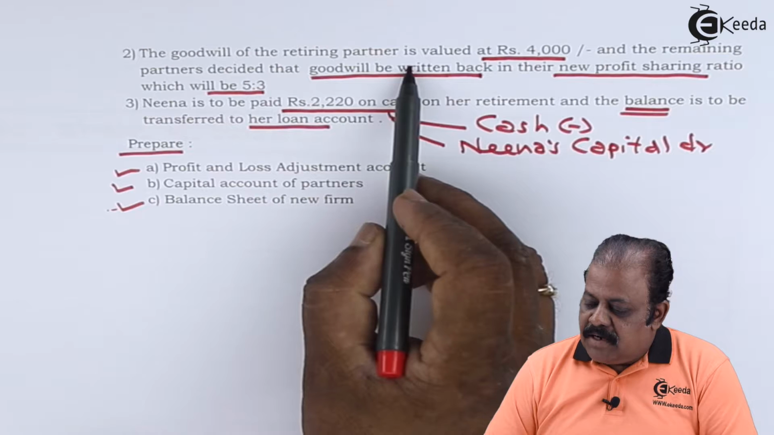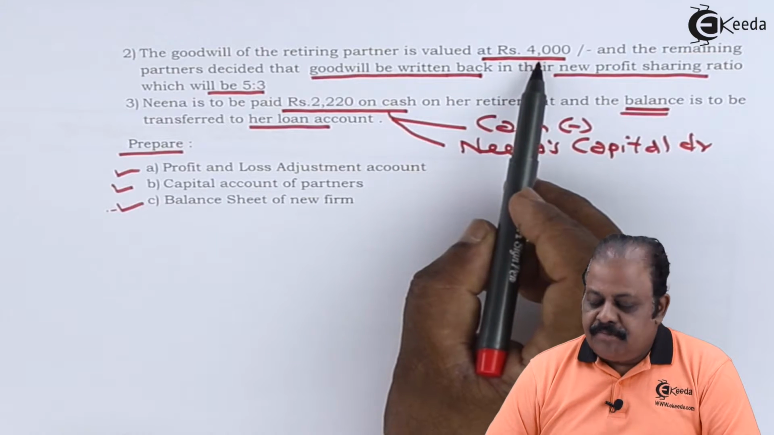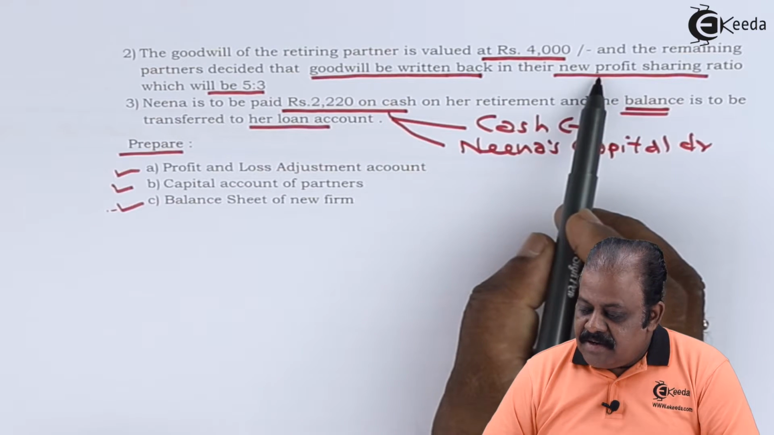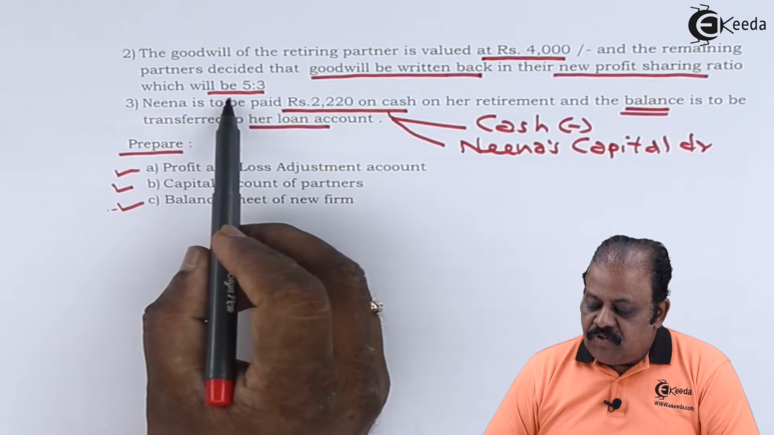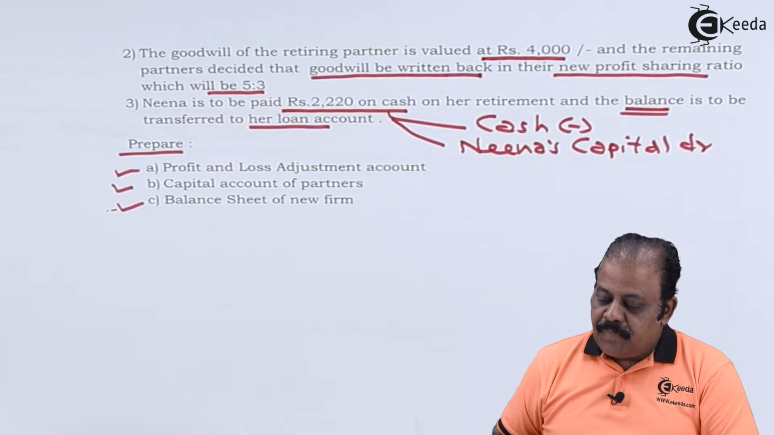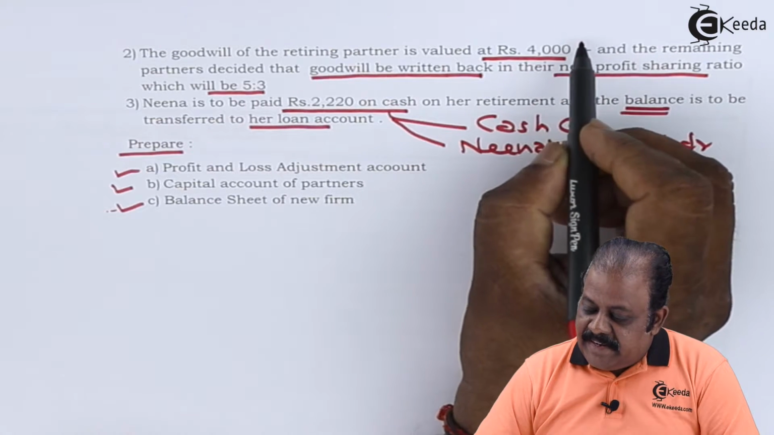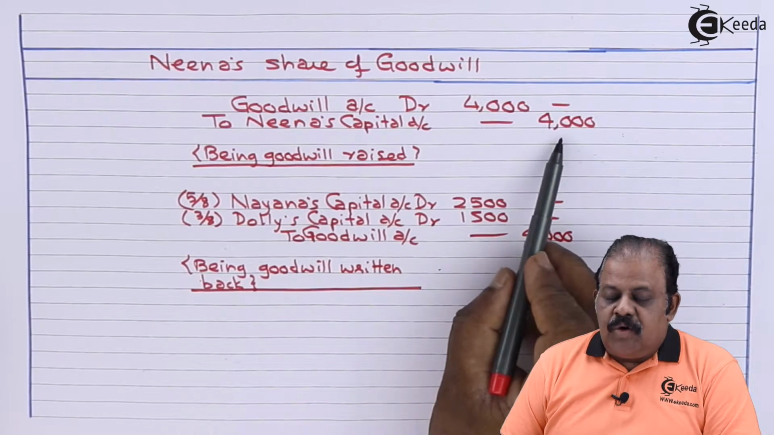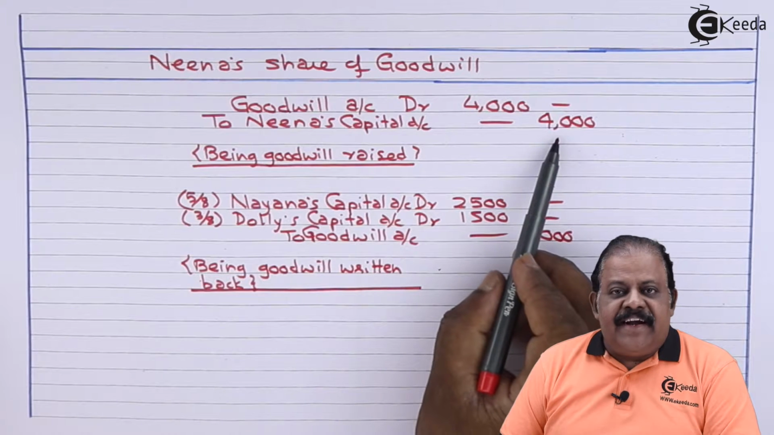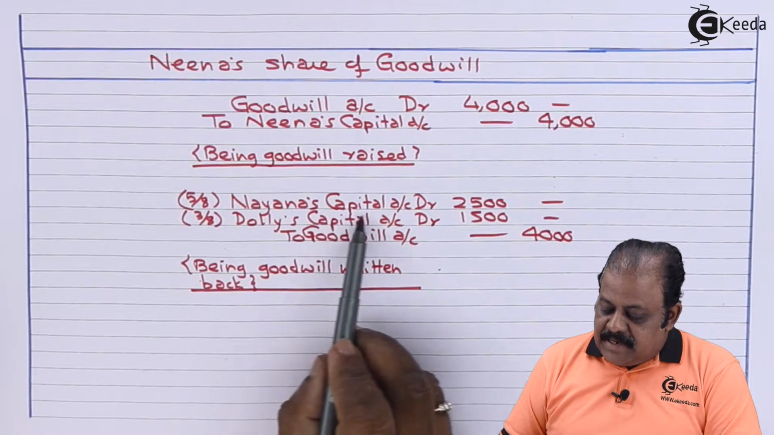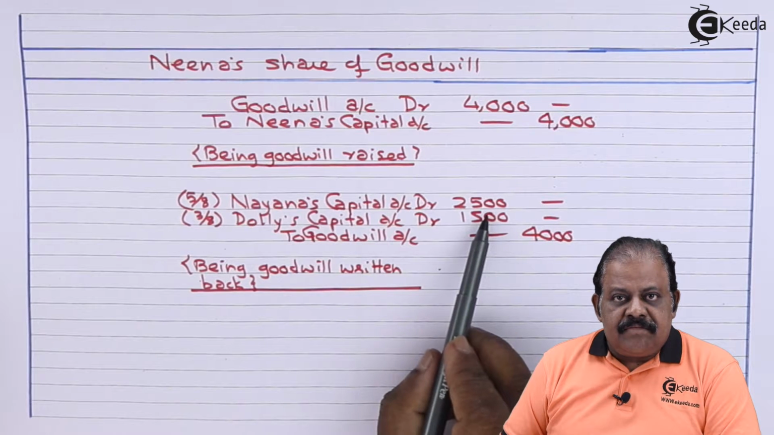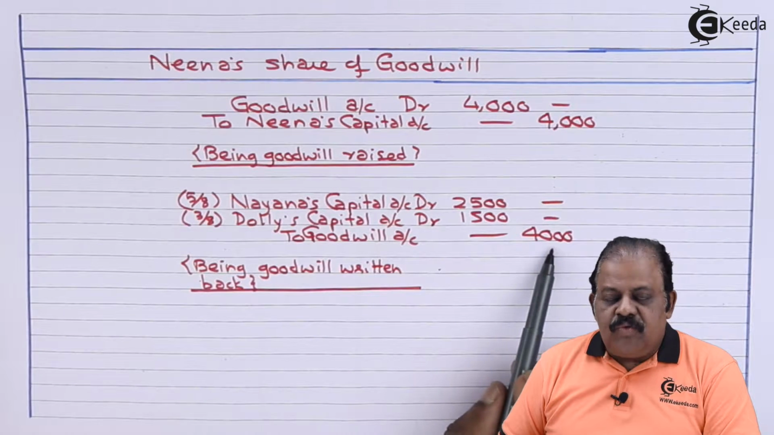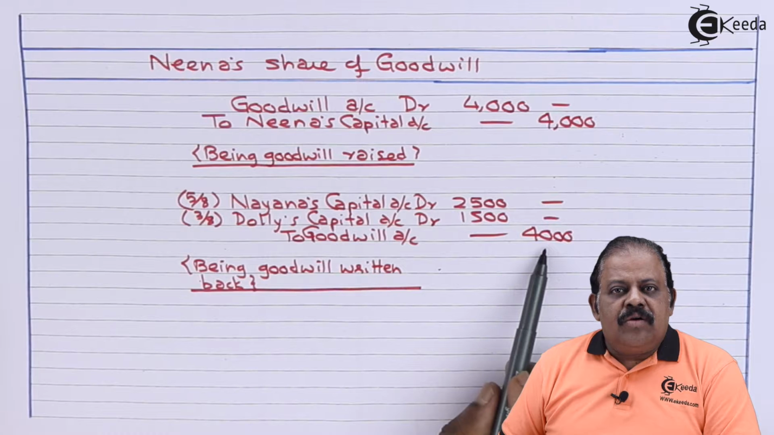The goodwill of retiring partner is valued at rupees 4,000, and the remaining partners decided that goodwill be written back in the new profit sharing ratio, which will be 5:3. First, we'll be crediting the retiring partner for this amount 4,000. Goodwill account debit to Nina's capital account 4,000. Nina's share is credited to her capital account. Naina's capital account debit 2,500, Dolly's capital account debit 1,500 to goodwill account 4,000. This is for goodwill written back.